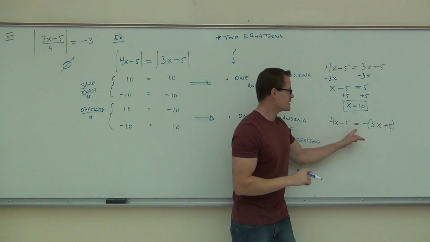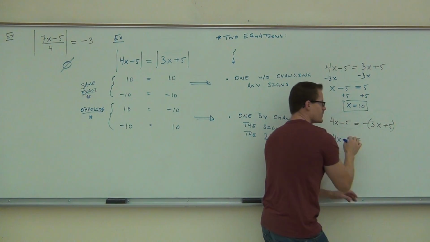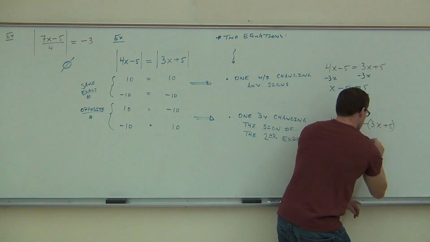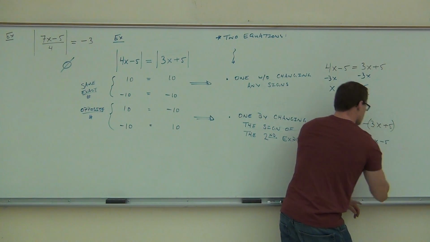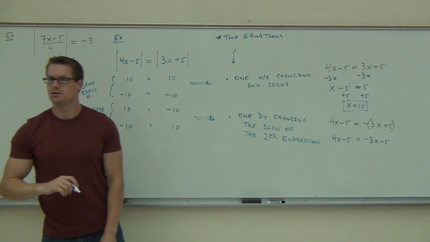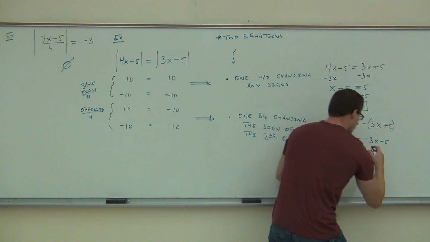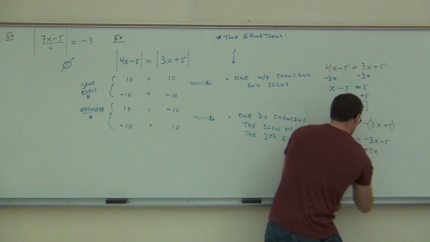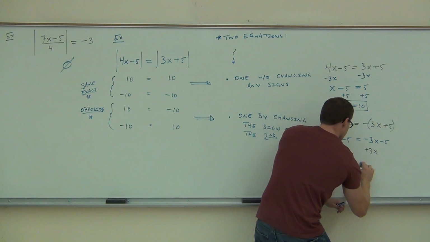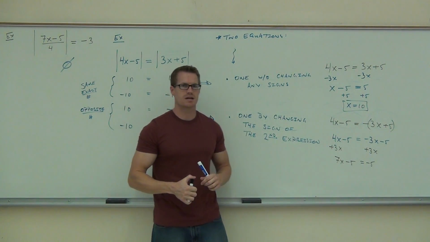Now, let's go ahead and do the next one. Here, the 4x minus 5, that's not changing, but tell me exactly what I'm going to get on the second expression. Get 3x minus. So it changes both of our signs. Now, what are we going to do? Carry the 3x. Good, so add that to both, we can do that. We'll get 7x minus 5 equals negative 5.